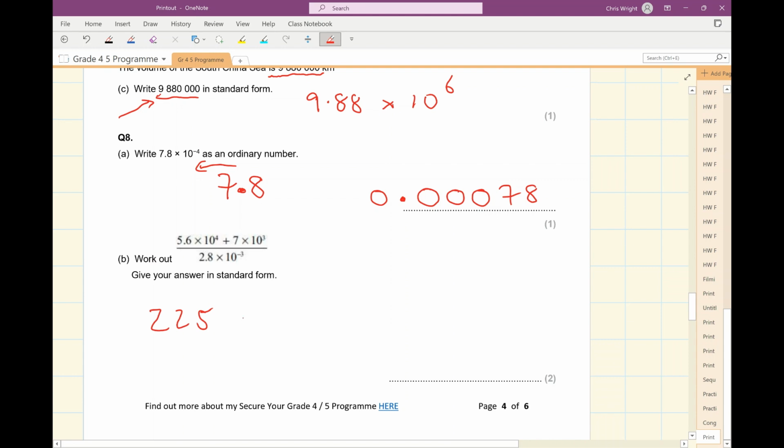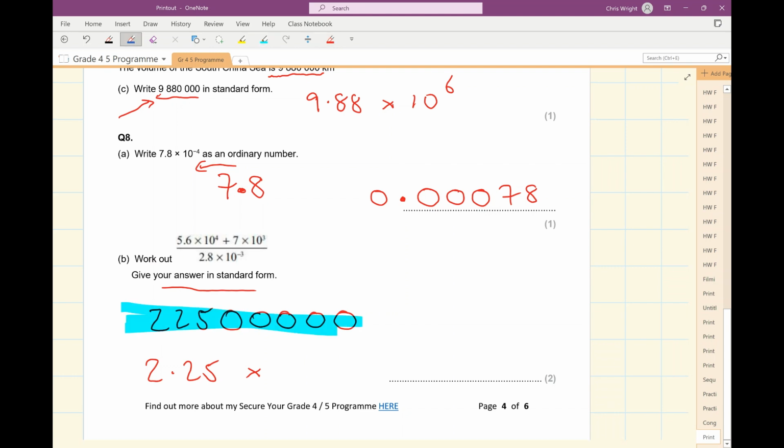225 with 5 zeros. And this time it says give your answer in standard form. So 2.25, and what would I have to multiply 2.25 by to get it back to this? Well, I'd have to multiply by 10. How many times? 1, 2, 3, 4, 5, 6, 7. 2.25 times 10 to the 7.